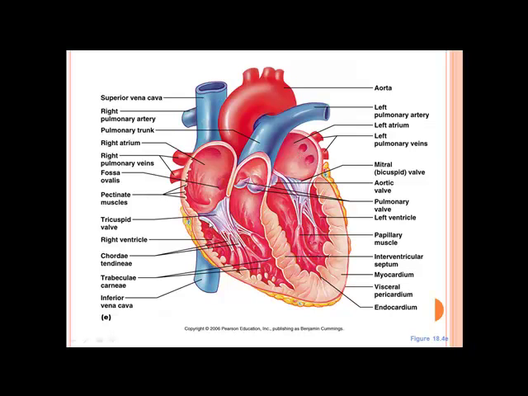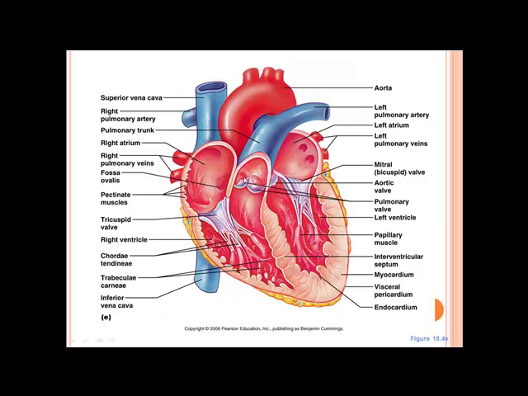Next, here's our tricuspid valve. It is named the tricuspid valve because it has 3 leaflets. The tricuspid valve will be anchored to the wall of the right ventricle via chordae tendineae, which attach to papillary muscles. Papilla means nipple. These are nipple-like projections coming from the wall of the right ventricle. And then these funny-looking things in here are called trabeculae carneae.